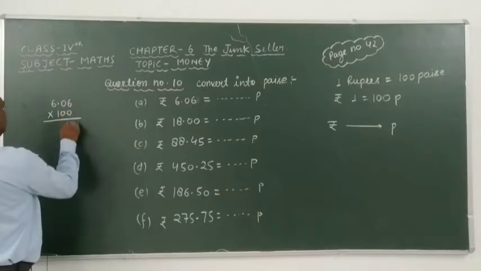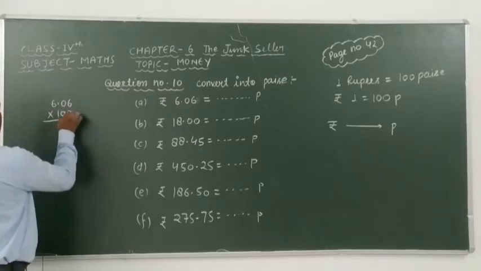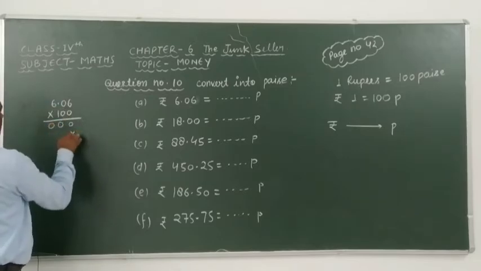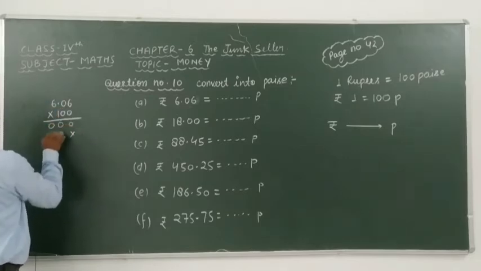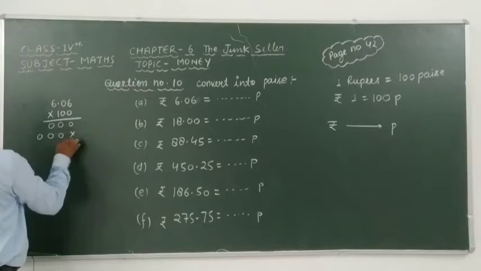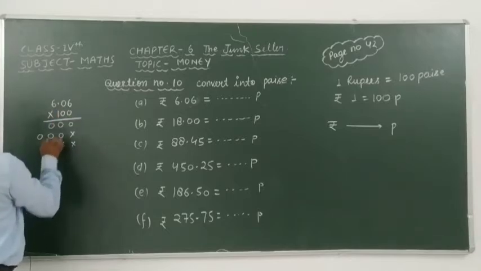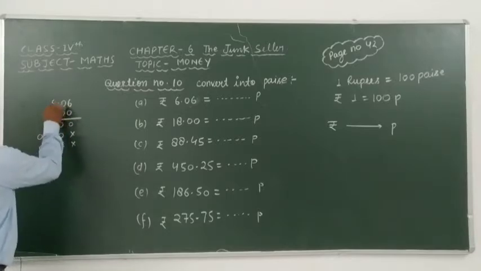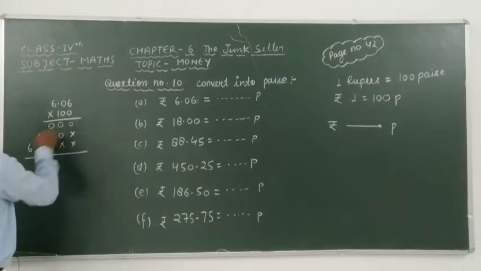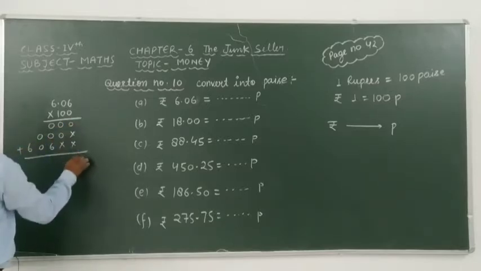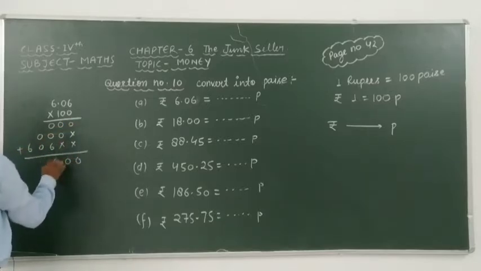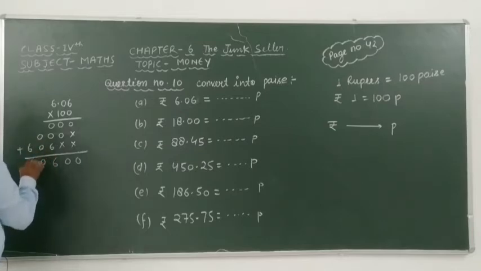0 6 is 0, 1 6 is 6. Okay, after adding this, here we get 0, 0, 6, 0, 6.